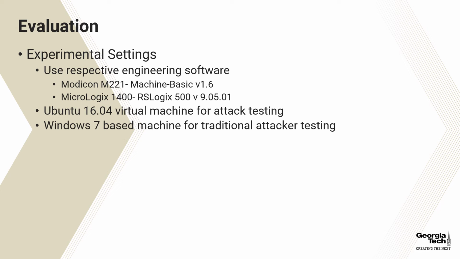Settings for the experimental environment are as follows. They use the respective engineering software. For the Modicon M221, you can see they used Machine Basic version 1.6, and for the MicroLogix 1400, they used RSLogix 500 version 9.05.01. An Ubuntu 16.04 virtual machine was used for attack testing, and a Windows 7 based machine was used for traditional attacker testing, such as for man-in-the-middle attacks.